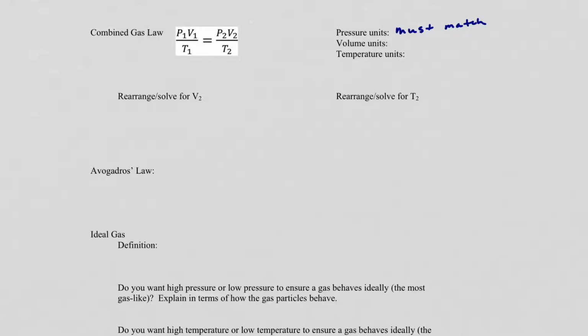Volume, again, they must match. It does not matter if they are both in milliliters or if they are both in liters, but they must match. Temperature units must match, but they must both be in Kelvin. So you have to make sure that if you're given Celsius temperatures, you convert them to Kelvin. All right, so let's take a look.